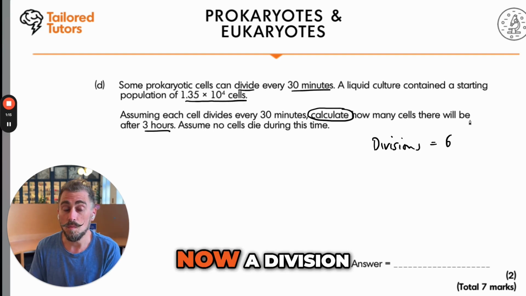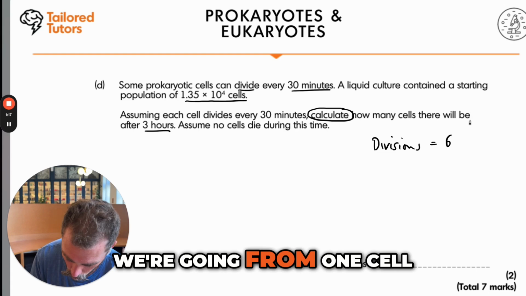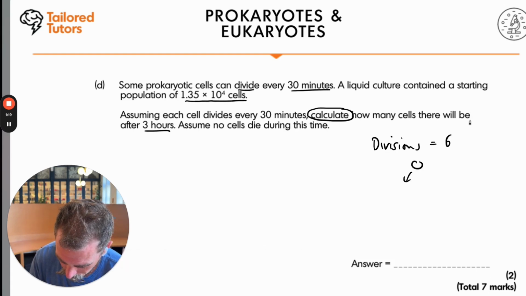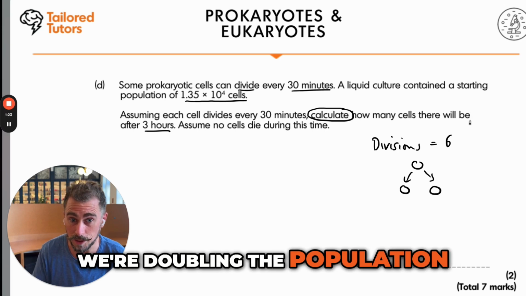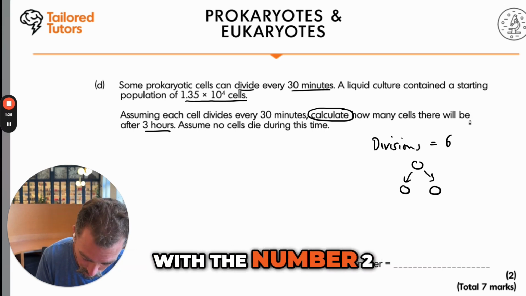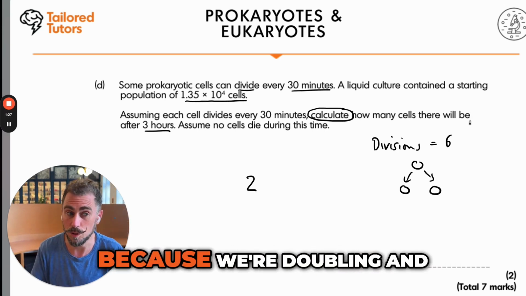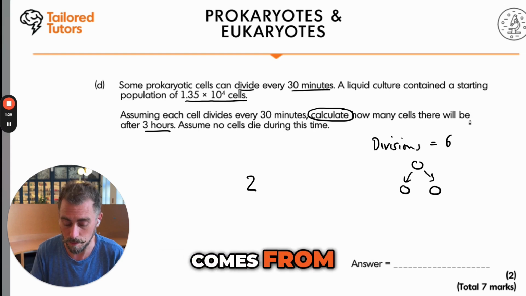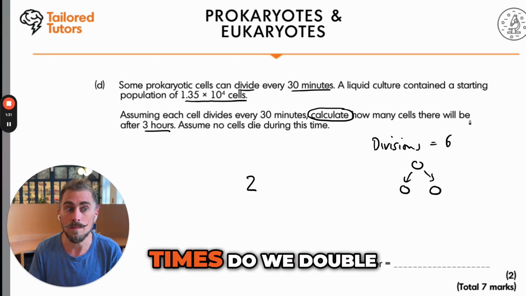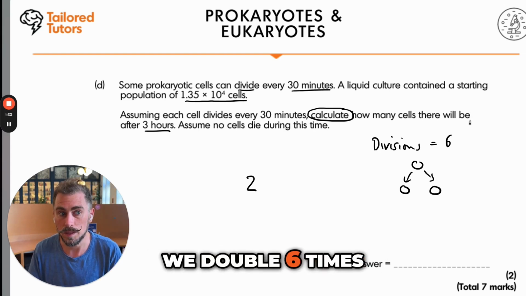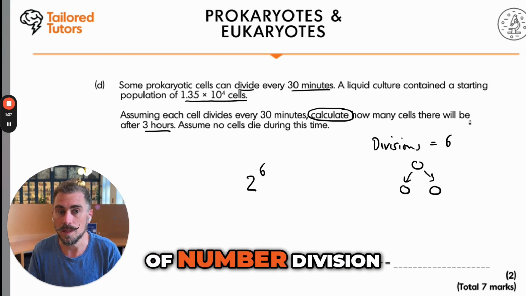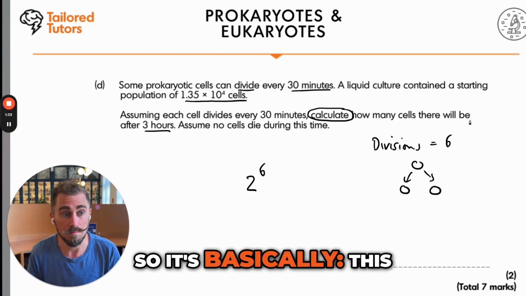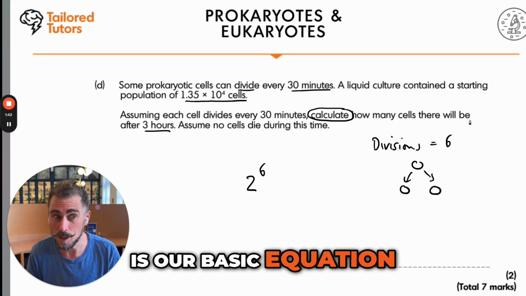Now, in a division, we're going from 1 cell into 2 cells. We're doubling the population. So this is where I'm going to start with the number 2, because we're doubling, and that's where the 2 comes from. And how many times do we double? We double 6 times. So this goes 2 to the power of the number of divisions. So this is our basic equation.